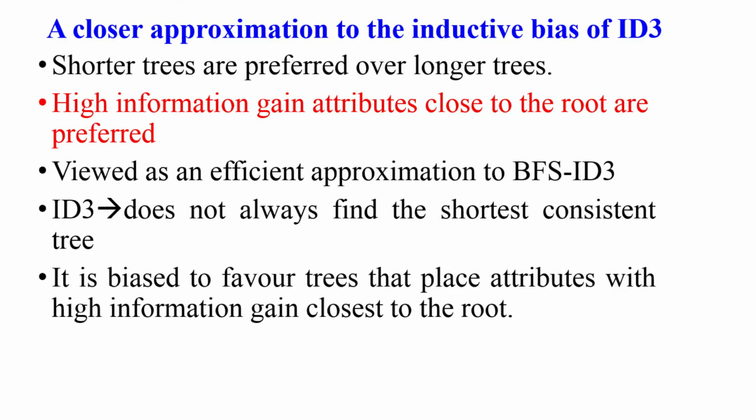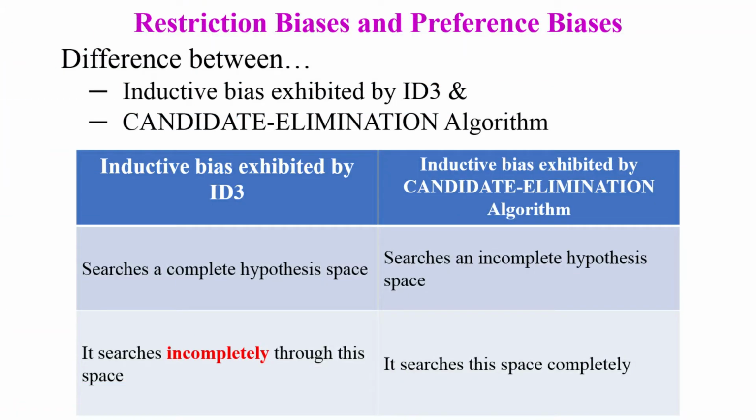It does not always find the shortest consistent tree. It is biased to favor the trees that place the attributes with highest information gain closer to the root. Let us find out the difference between restriction bias and preference bias.